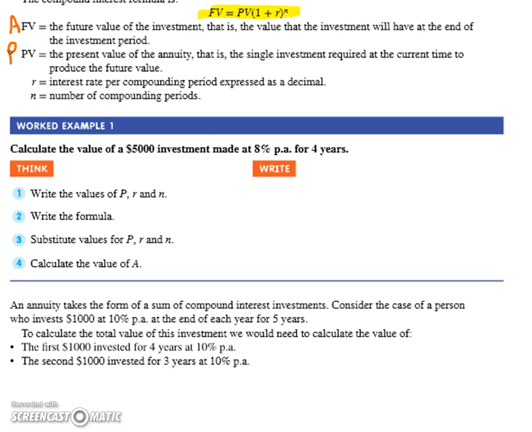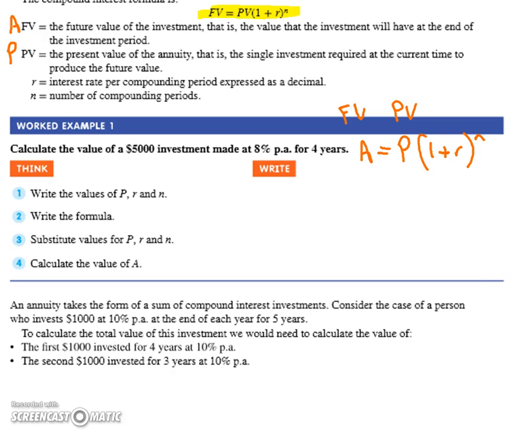The first thing I'm going to do is write down the formula. I'm going to write it the old school way, and that's how we used to write the compound interest formula. I could have written future value, because that's what it's going to be at the end, and present value, because that's what you put in. That's what we use when we're talking about annuities.